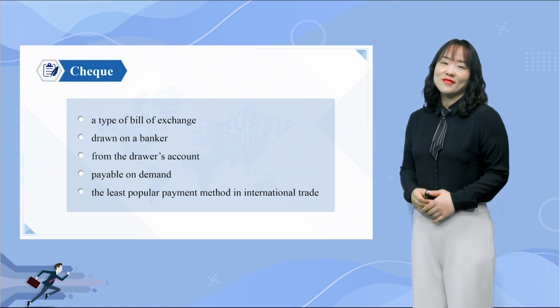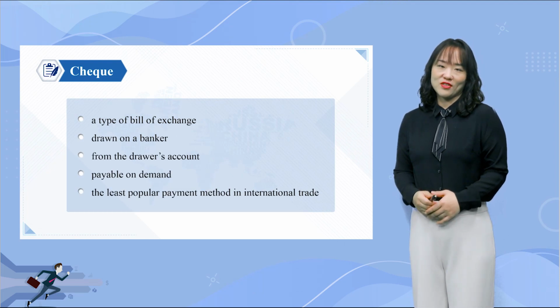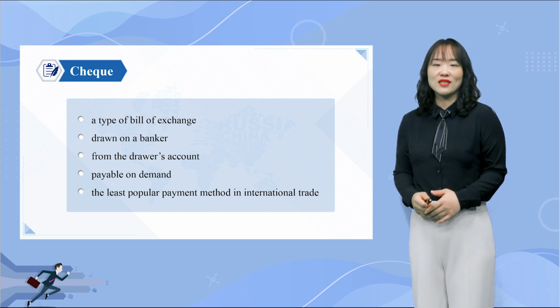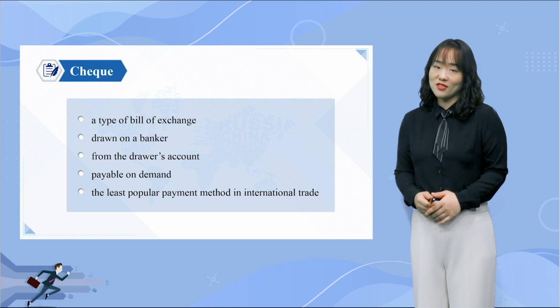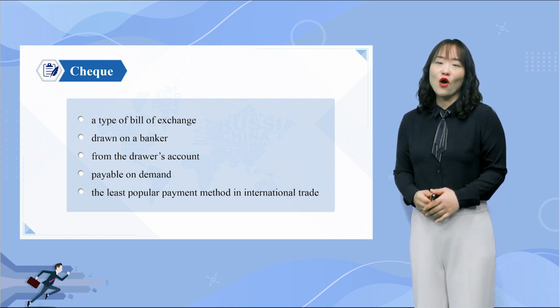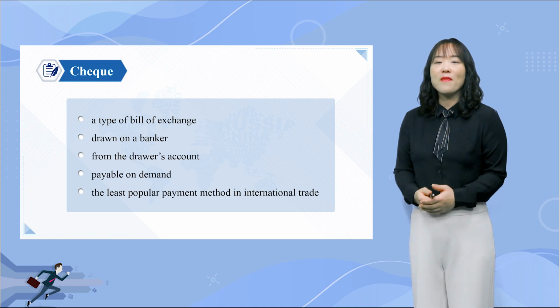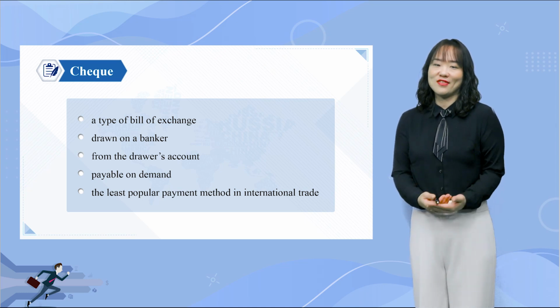A check is a type of bill of exchange used to discharge liabilities, and so it consists of all the features of a bill of exchange. It is an unconditional order drawn on a banker, instructing a bank to take funds from the buyer's account and transfer the money to the seller's account.